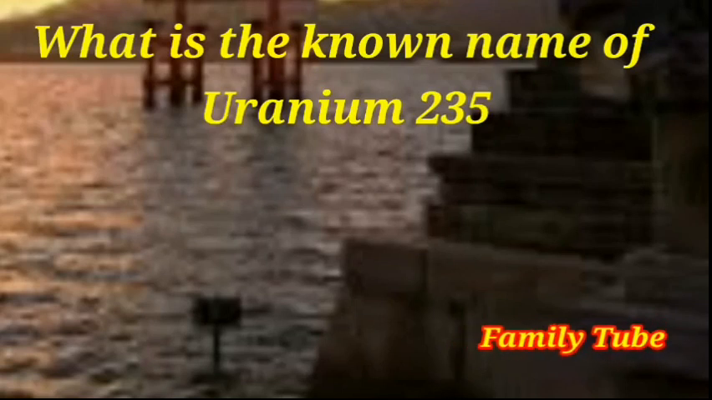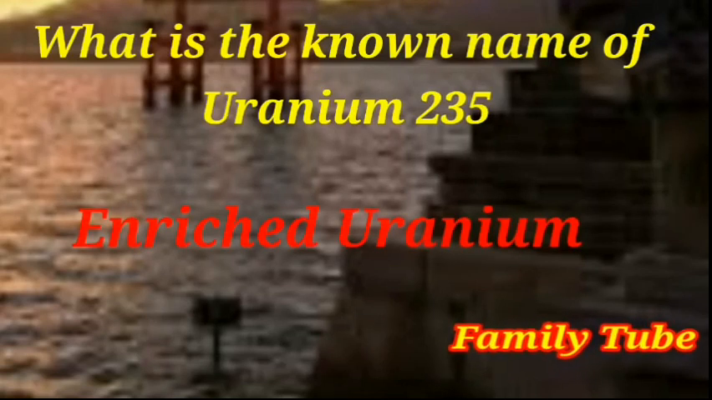What is the known name of uranium-235? Enriched uranium. The process by which two or more lighter nuclei combine to form a heavier nucleus. Nuclear fusion.